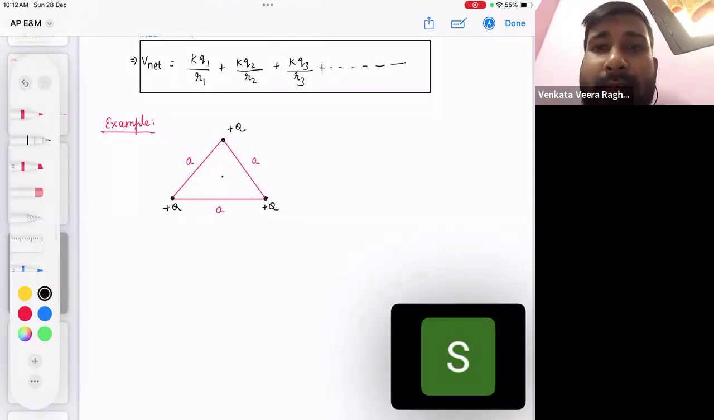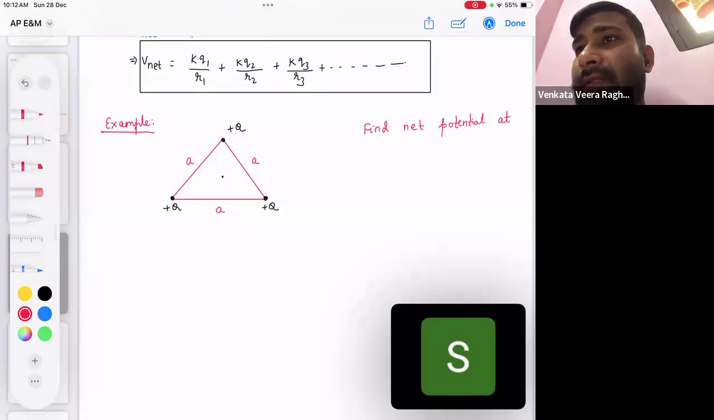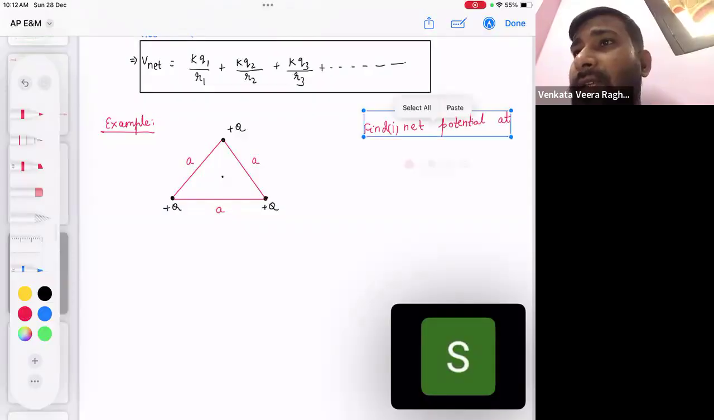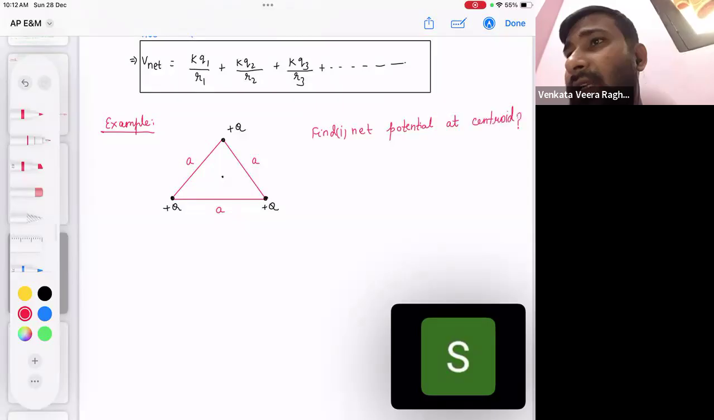My question is: find the net potential at the centroid. Which point do we have to calculate the net potential at? At the centroid. That is one thing. Okay, tell me one more thing: what is the net field at the centroid?